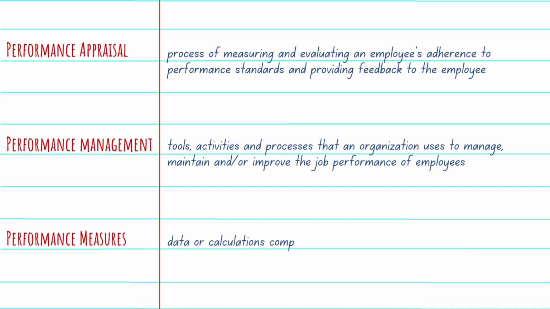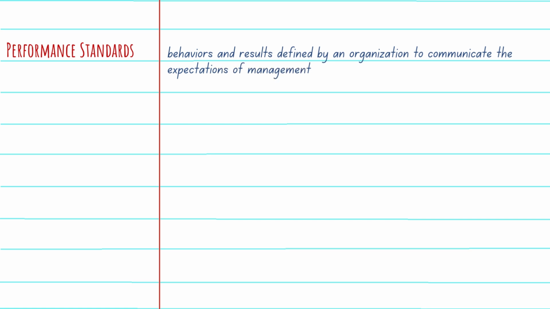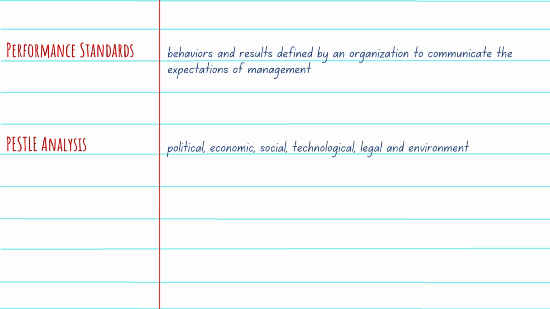Performance measures are the data or calculations that compare an organization's current performance against key performance indicators. Performance standards are behaviors and results defined by an organization to communicate the expectations of management. PESEL analysis stands for political, economic, social, technological, legal, and environmental analysis, which is a method used to assess external factors and their influence on an organization.